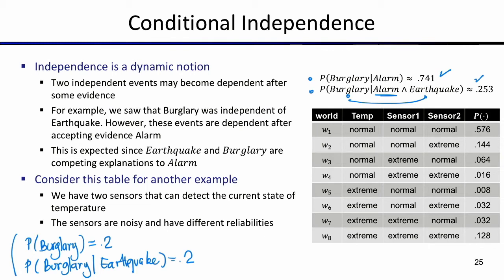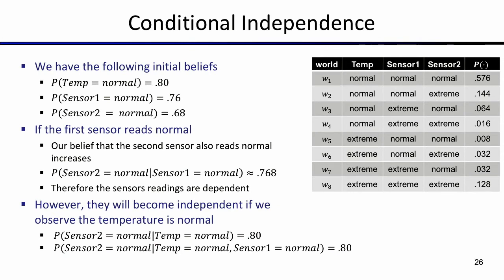So let's look at another example. Here we have this table with all possible worlds. We have three binary variables, temp, sensor 1 and sensor 2, and the values can be normal or extreme. And those sensors are a little bit noisy, so they will not always read the same thing. But let's compute some initial probabilities.